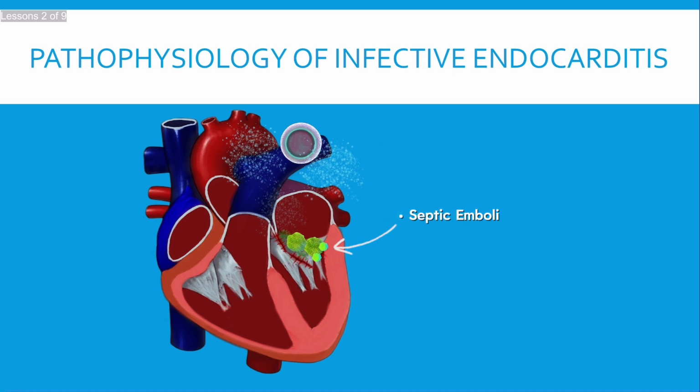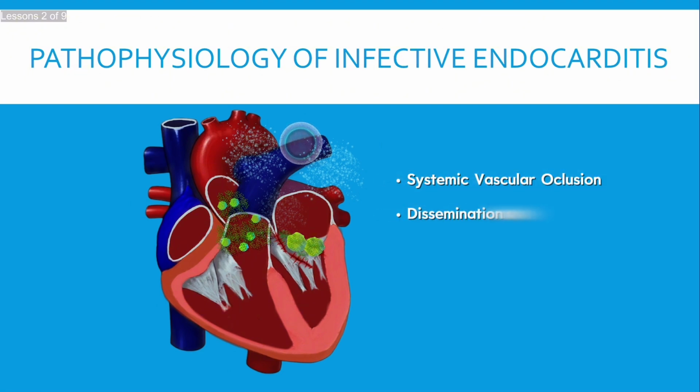Fragments of the microbial vegetation can also dissociate, forming septic emboli, which are infected blood clots that can travel through the bloodstream, leading to vascular occlusion and the dissemination of infection to various distant organs throughout the body. This can result in complications such as pulmonary emboli and strokes.